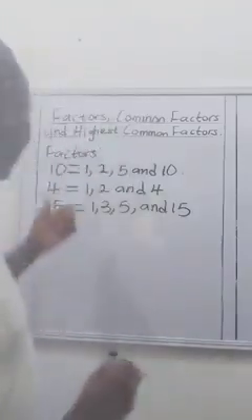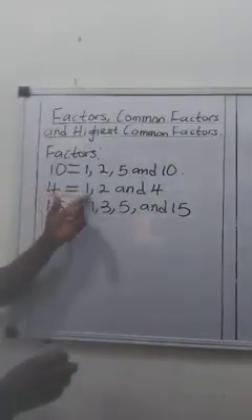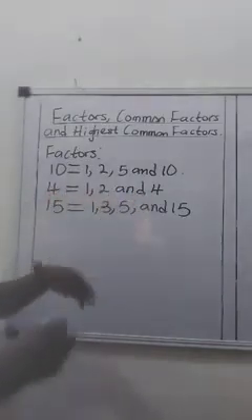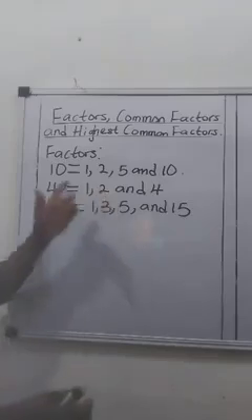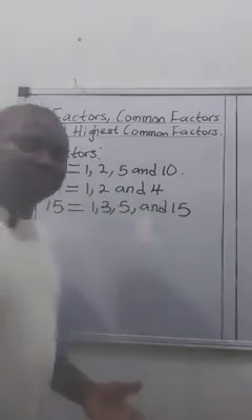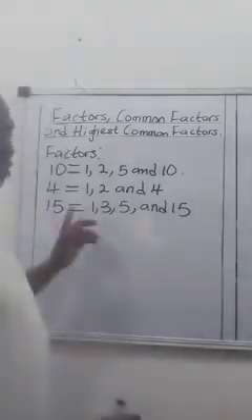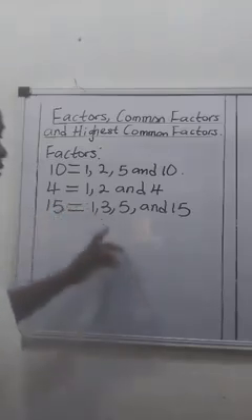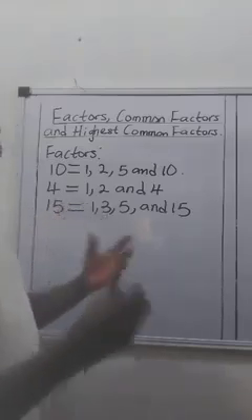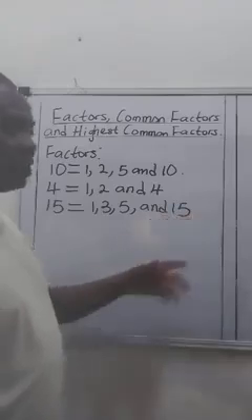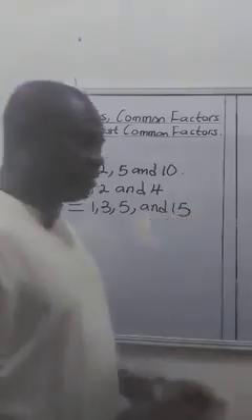If you look at 4, 1 can divide 4 without any remainder. 2 can divide 4 without any remainder. Likewise, 4 divides itself without a remainder. What about here? 1 divides 15 without a remainder. 3 divides 15 without a remainder. 5 divides 15 without a remainder. Of course, 15 divides itself without a remainder.